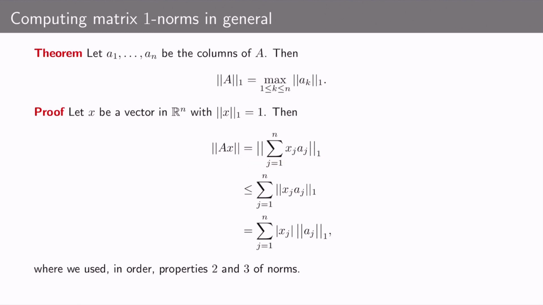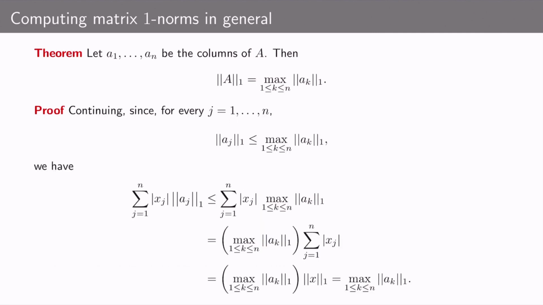Now, by the triangle inequality, the norm of the sum is less than or equal to the sum of the norms. That's our second step. Okay, now let's apply property 3 of the norm, and this is a scalar multiplying the vector aj. So I can take that scalar out and replace it with the absolute value of the scalar by property 3 of norms. Okay, let's continue.